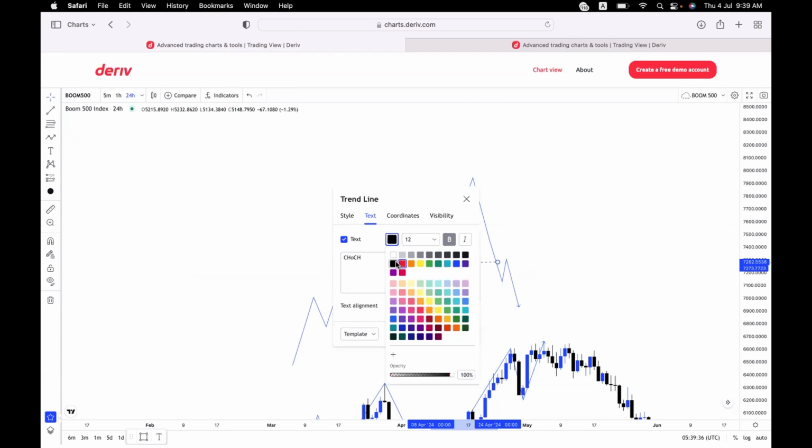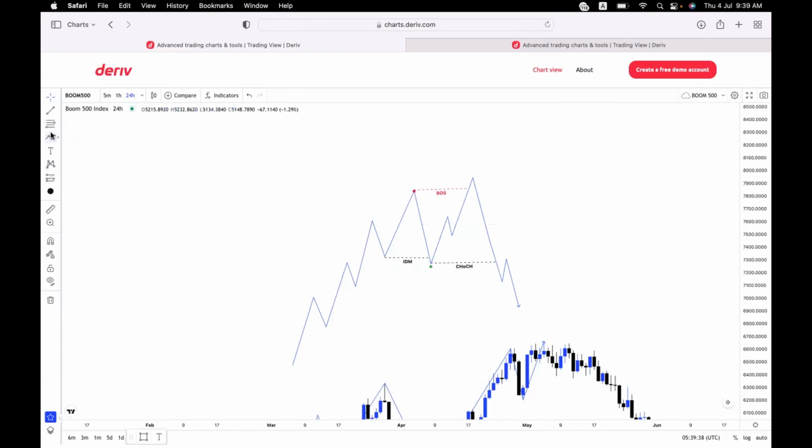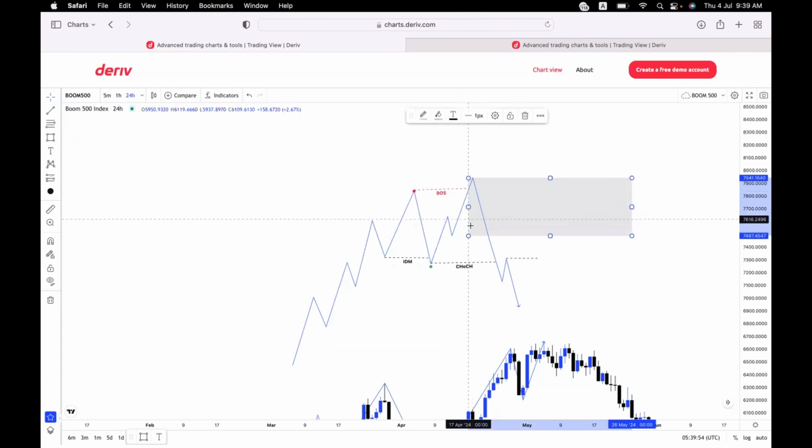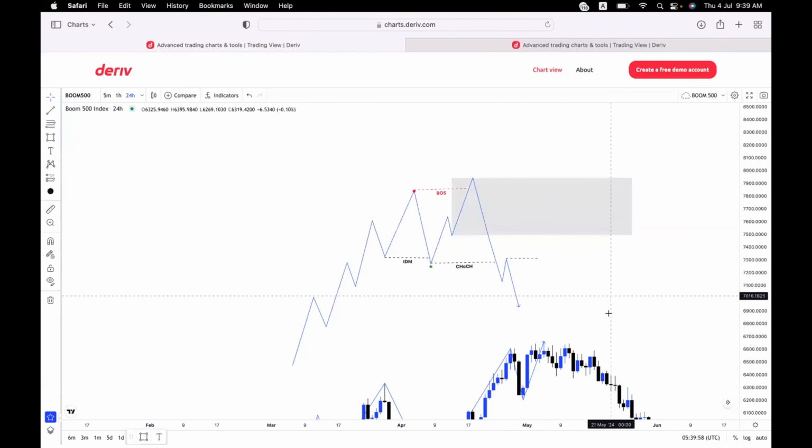Change of character. So after the change of character, again, we're looking for the next inducement, and this will be our valid inducement. And after that inducement is taken out, we look for price to mitigate our point of interest, which would be maybe an order flow at this point. And then when price mitigates that order flow, it will continue to sell. Or you can refine your order flow to come up with an order block. But then you can sell from here. So this is the diagram to help you understand what I'm going to show you on the charts.